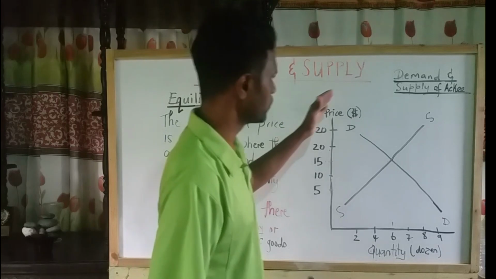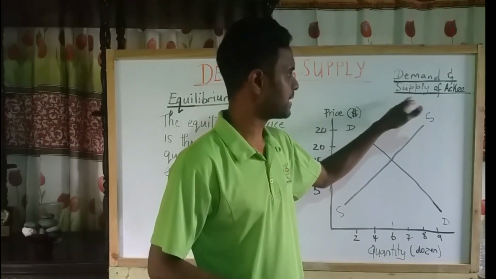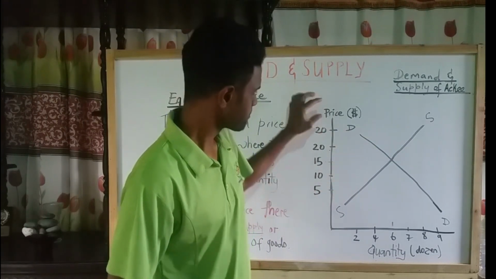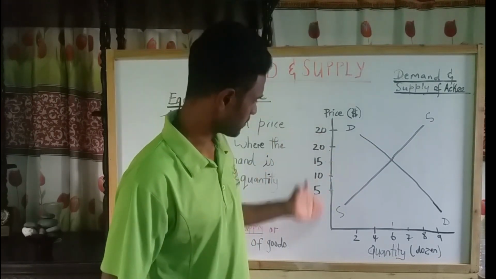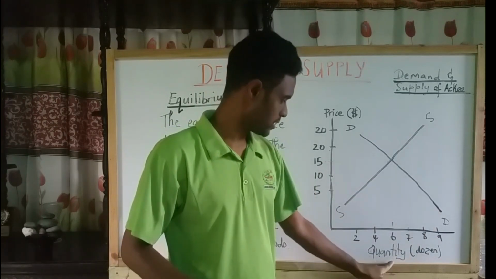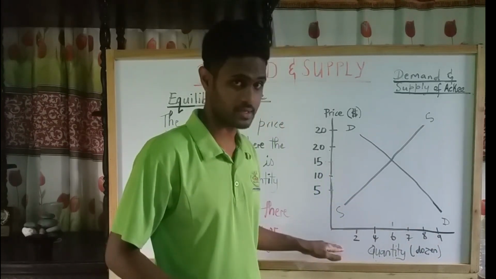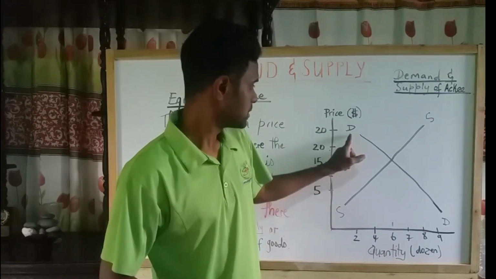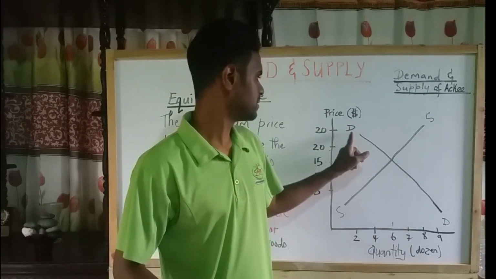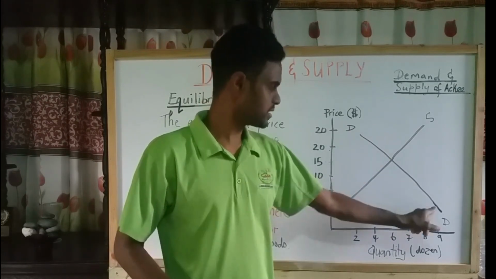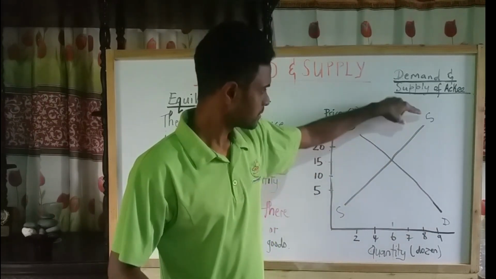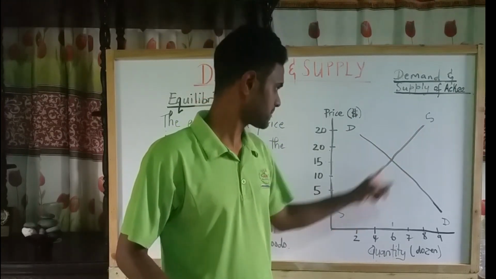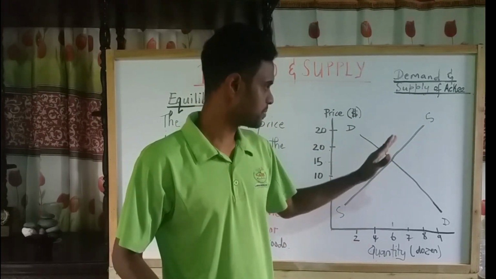Now here the graph shows the demand and supply of ackee over a period of time. As you can see, the price is on the y-axis and the quantity is on the x-axis. At all times it should be written like that. The demand curve is labeled D to D, so from here to here is the demand curve. And this curve, the supply curve, is labeled S. So from here to S is the supply curve.